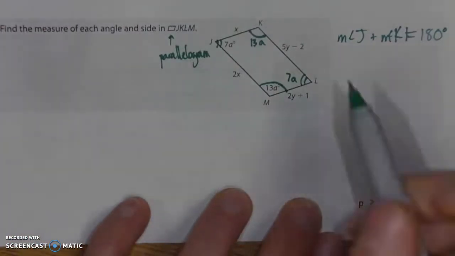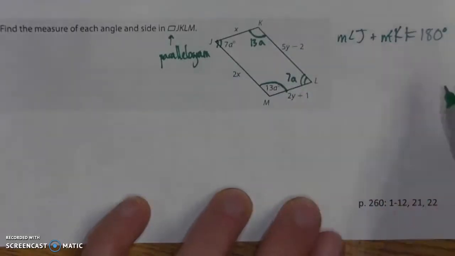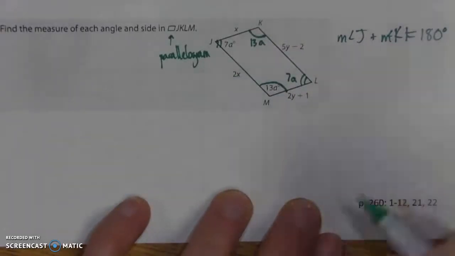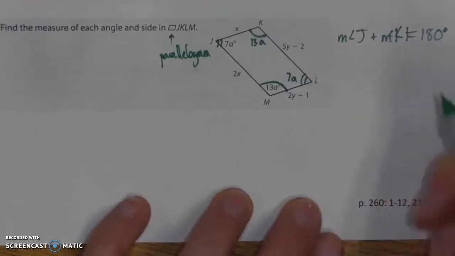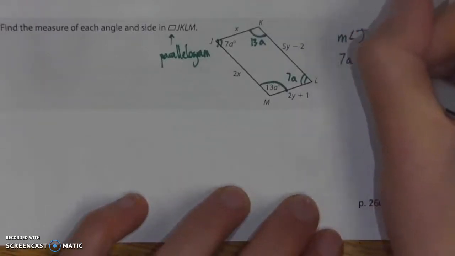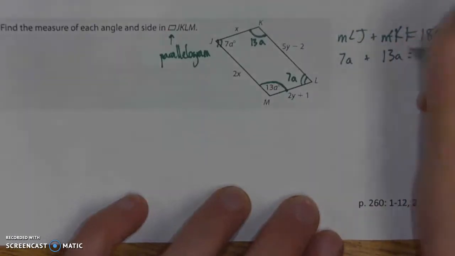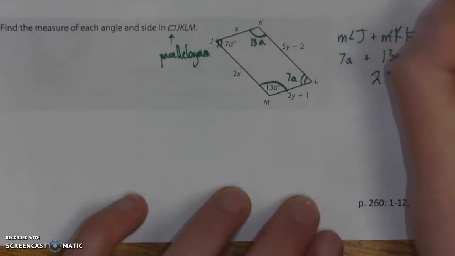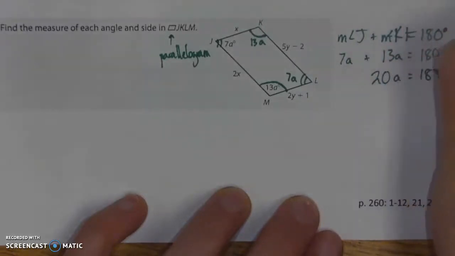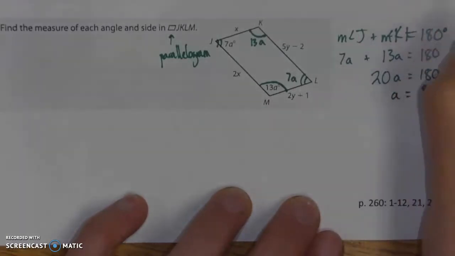By the way, you can also find the sum of all angles and solve it that way. This is just like a slightly shorter version because you're dealing with fewer numbers. It will give you the same answer. So here I know that the measure of angle J is 7A, and the measure of angle K is 13A. So 7A plus 13A gives me 20A, and 180 divided by 20 is going to give me 9. So that means that A is equal to 9.